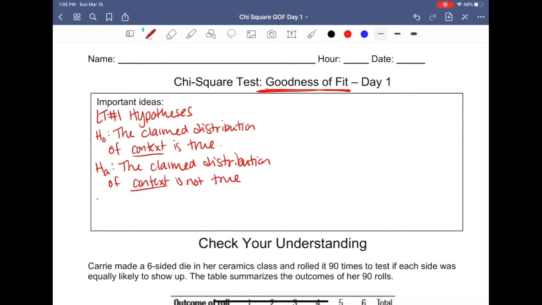Okay, the next thing we had to figure out were our expected counts. And this is where we took each proportion and multiplied it by a sample size. So what I'm going to put here is, again, Pi times N, where P is the proportion or the probability of each category. And then N is our sample size.